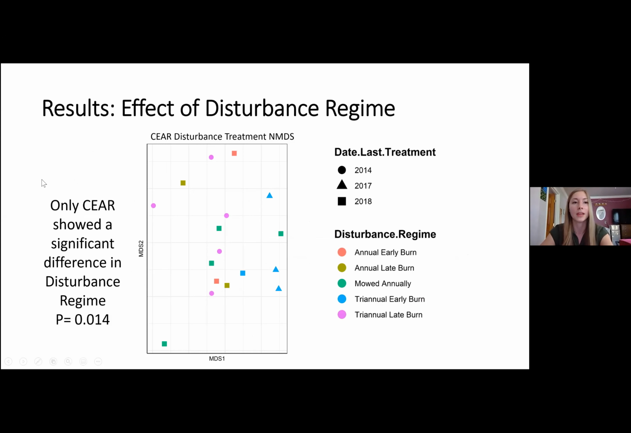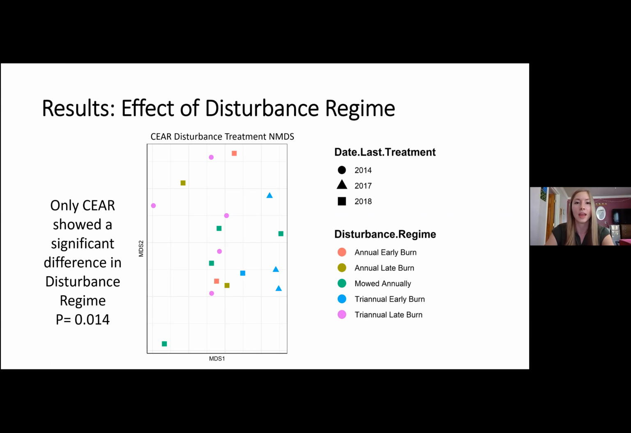So after performing another permanent test, I found that only sear had a significant difference in disturbance regime, where our p-value was 0.014. So in this NMDS, I had 2 overlays. One is shape, which is the date of our last treatment, because these plots were sometimes not treated on schedule due to fire season or difficulty in asking the prairie managers to come and burn those sites. But our colors refer to our disturbance regimes.